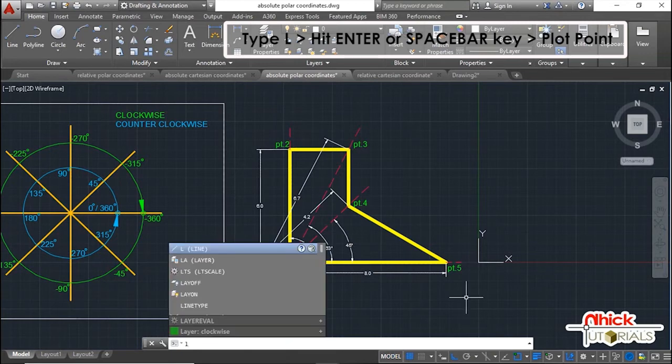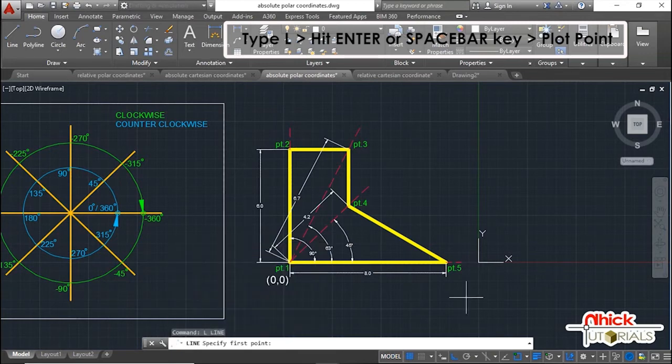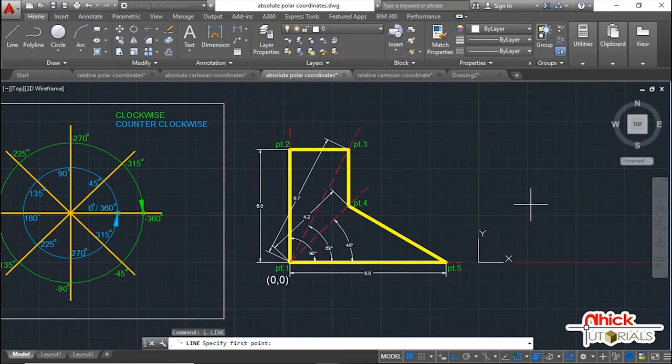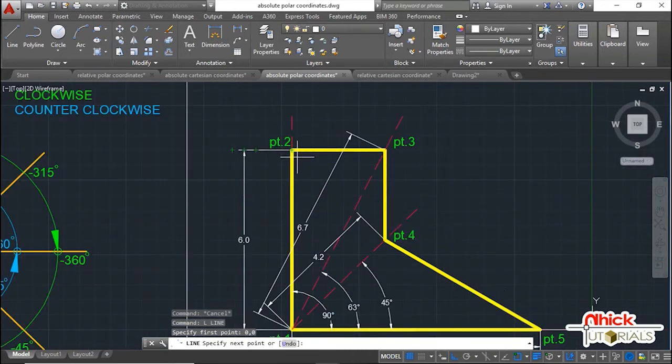Type L as the shortcut key for the line command as a drawing command, hit enter or spacebar key, and let us plot point 1 using the absolute Cartesian coordinate. Type 0, 0 as the coordinate value of the first point. And this will be our origin for the rest of the points of the object.